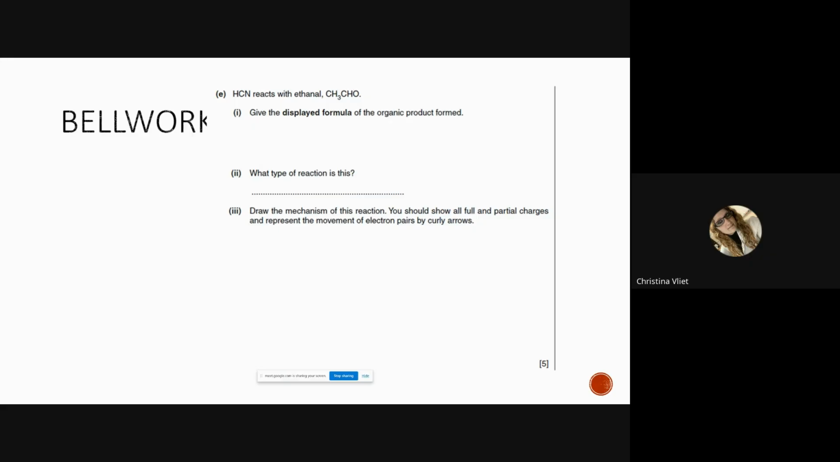Mark. First mark. This is for the displayed formula of the organic product. This reaction can be on your mini assessment today. Pay careful attention.